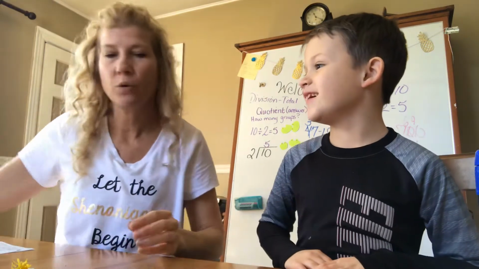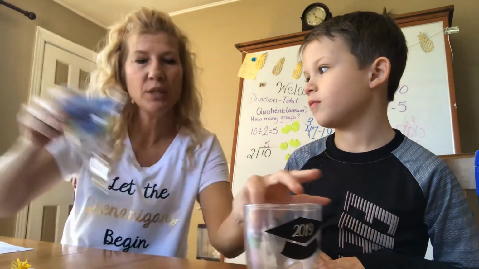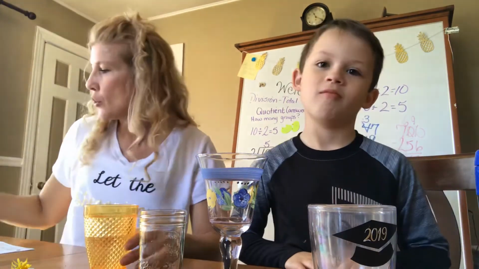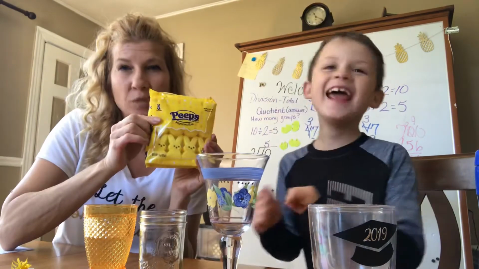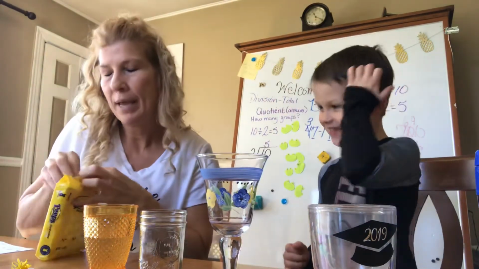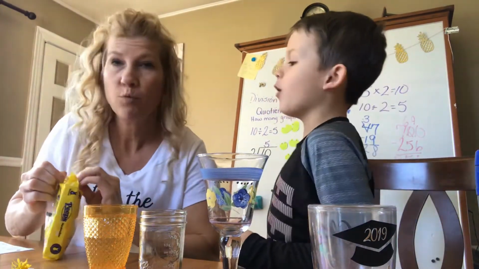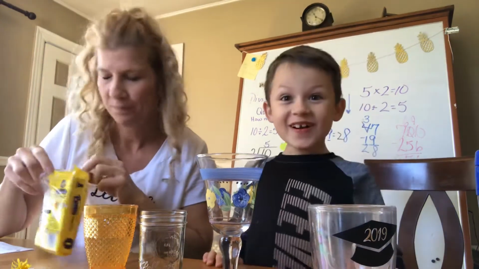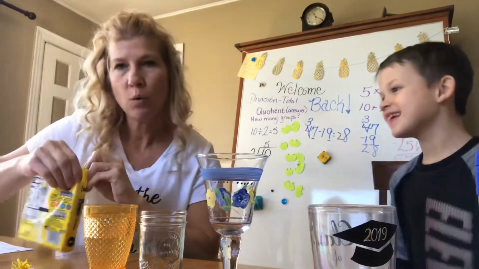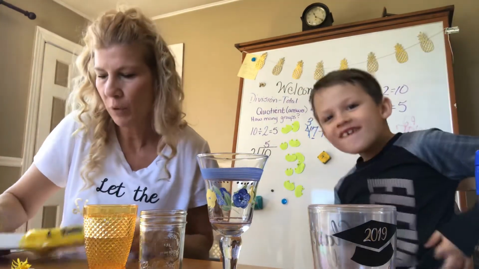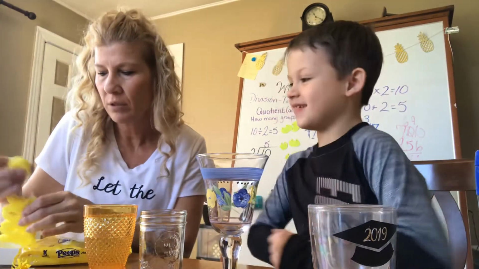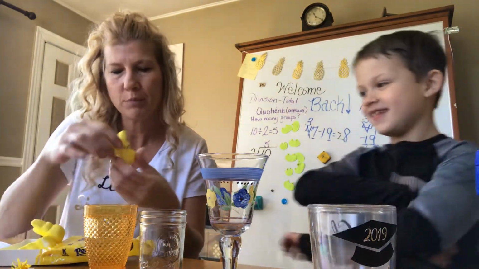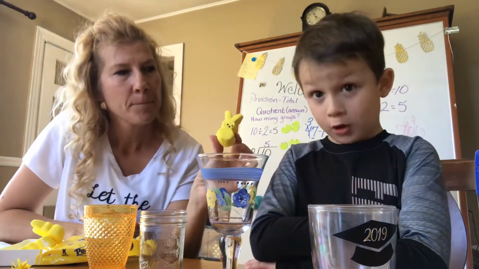So, on our experiment today, we're going to take a couple of different things and we're going to see what happens to our peeps. Now, I told Ben he could have one. You can have one after. So what we're going to do is take the peeps and add them to different chemicals and see what happens to them. Now a peep is made mostly of sugar and different things. And marshmallow.